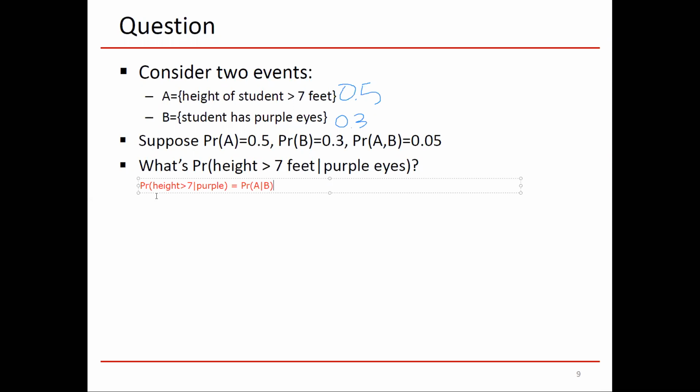So we want to calculate the probability of A conditioned on B. And the probability of A conditioned on B using Bayes' rule is the probability of the joint of A and B divided by the probability of B. Now the probability of the joint A and B was given to us as 0.05, and the probability of B was given to us as 0.3, and 0.05 divided by 0.3 is 1/6. So that's it for this example. That's it for the third module.